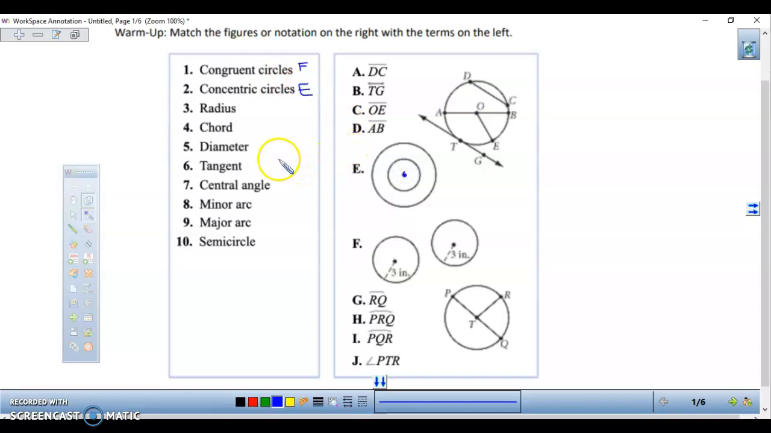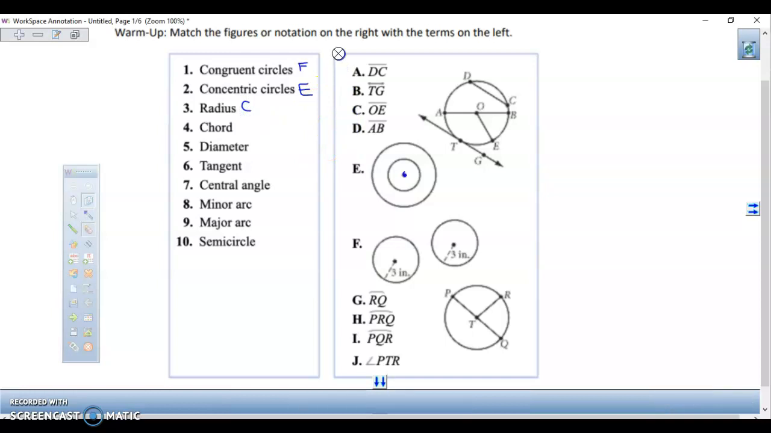A radius is a segment that goes from the center of a circle to any point on the circle. So just looking at my different options, it's definitely either going to be A, C, or D, because those are the only options that are segments. And then which one of those goes from the center? Looks like segment OE. So it looks like C is going to be the solution to that.